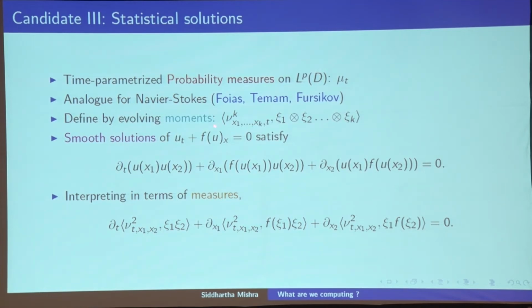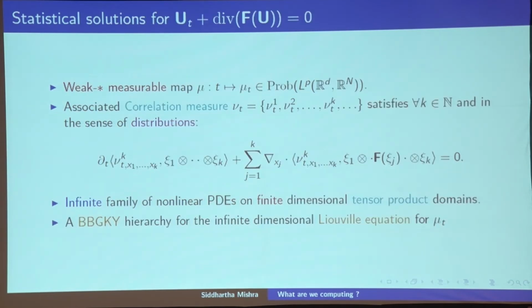It turns out that one can actually write down evolution equations for the moments just by multiplying things, because we are only interested in tensor products. Things are somehow linear in tensor products. So you can write down these kinds of product equations. I won't go into the details. You can interpret them in terms of measures, and you arrive at statistical solutions.